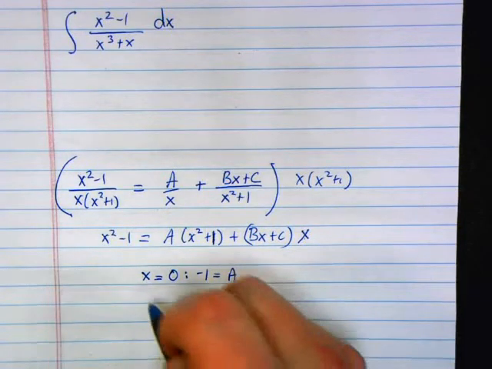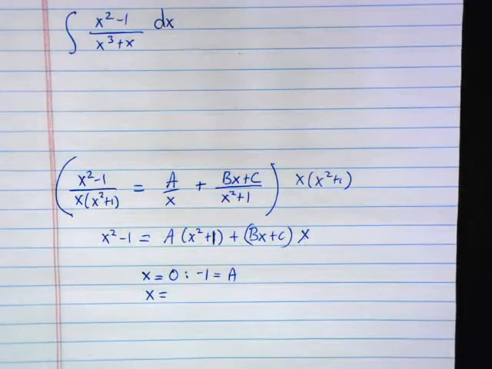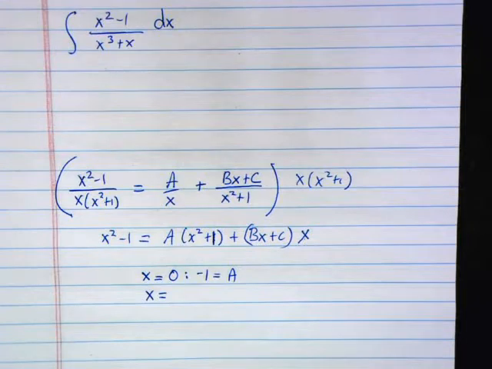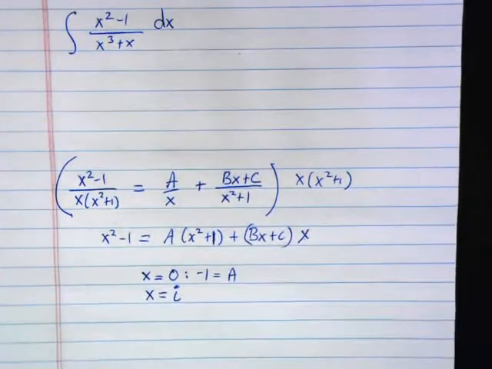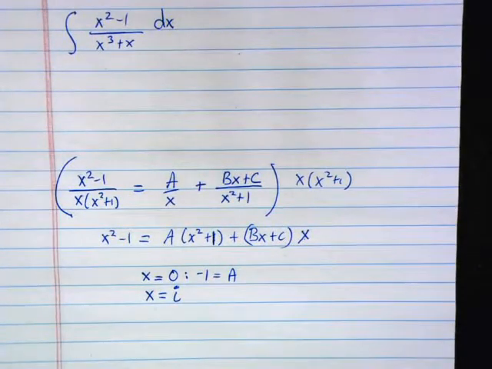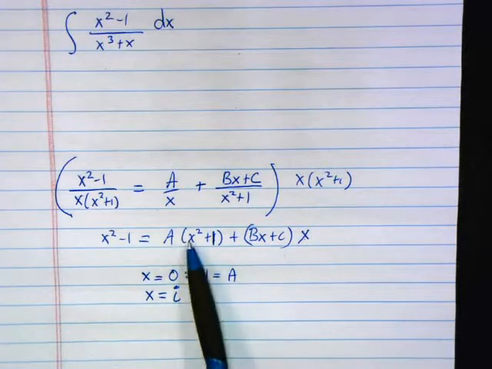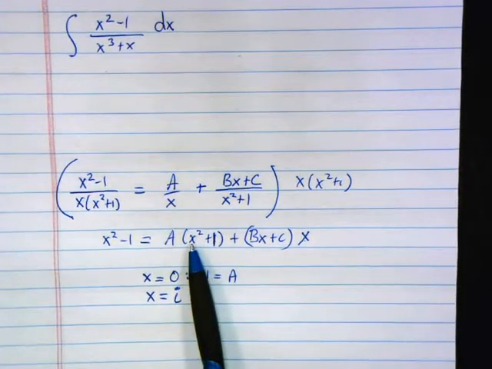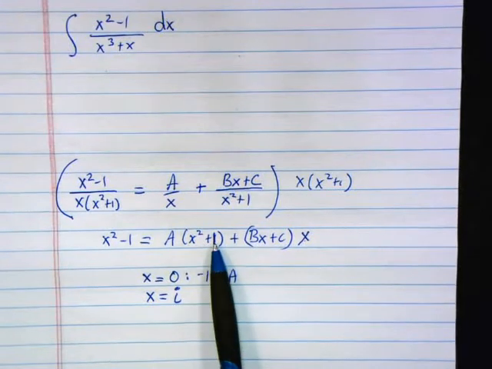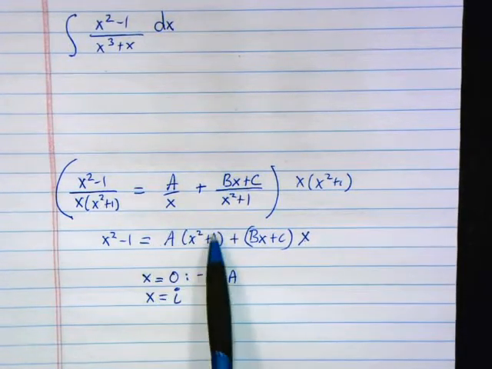Then I'm going to plug in my next favorite number. What's my next favorite number? 0. I can't use 0 again. I do like 0 a lot, but I can't use it twice. My next favorite number is i. Why i? It cancels out the a, doesn't it? Because when I plug i in there, I'm going to get negative 1 plus 1. That's 0. That makes the a go away.